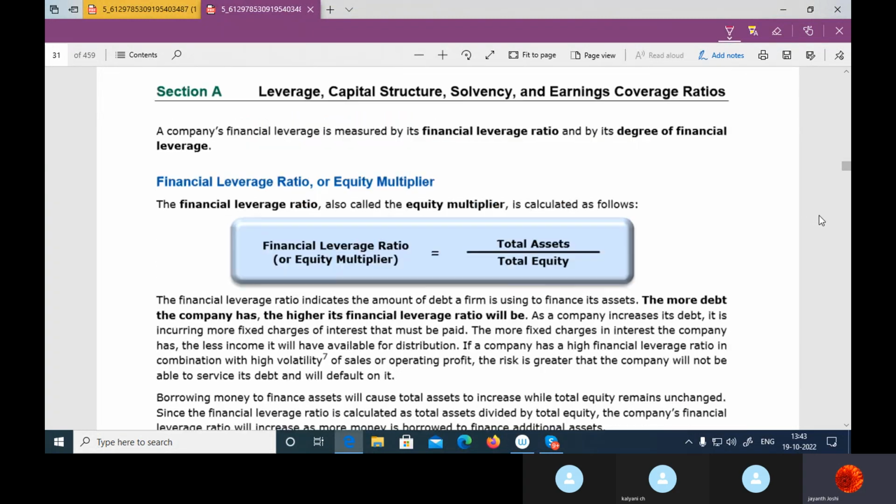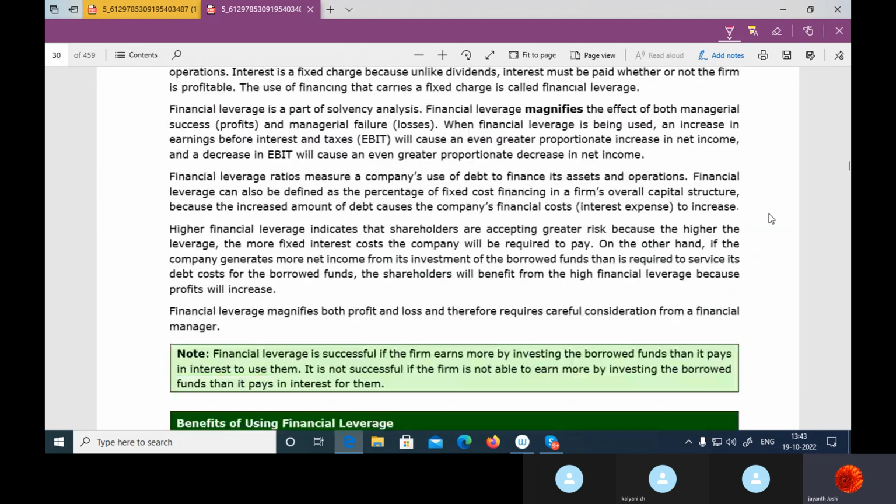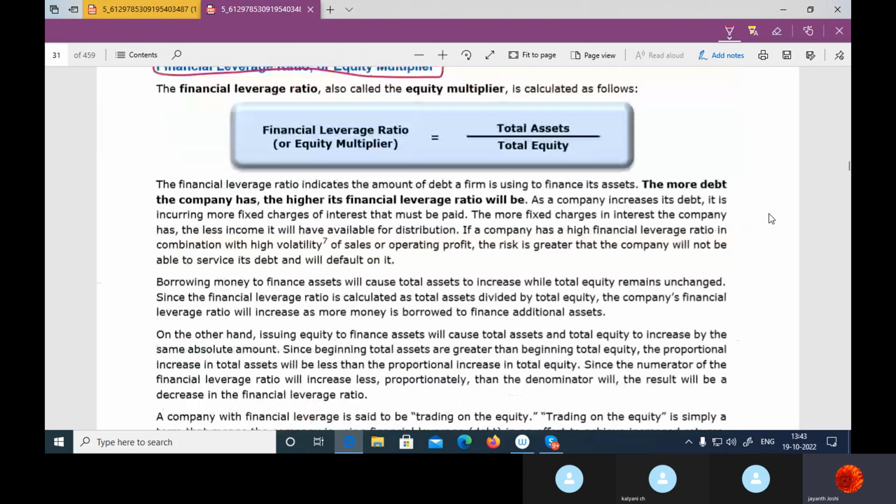Now the next set is leverage. So you can ask all your doubts simultaneously on that day. Some questions I'll be doing, some doubts you can ask. We can do that. Let's start this leverage ratio.